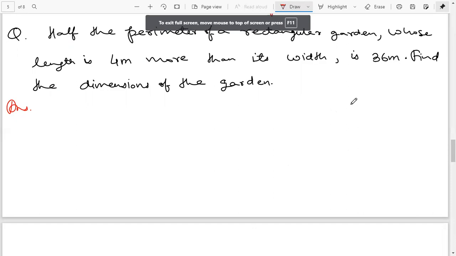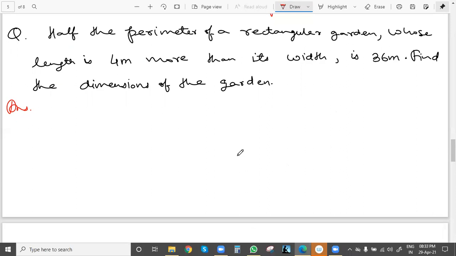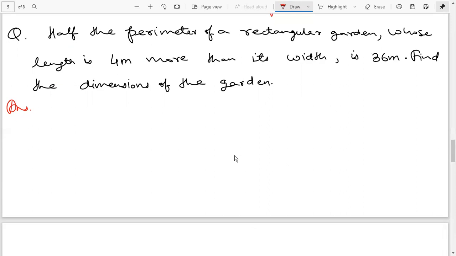Done, sir. The length is 20 meters and breadth is 16 meters. No problem. Actually, you can message me in chat, because other students can get demoralized. They have just started and you have completed already. What is length? 20 meters. Breadth is 16 meters. Okay. No problem.